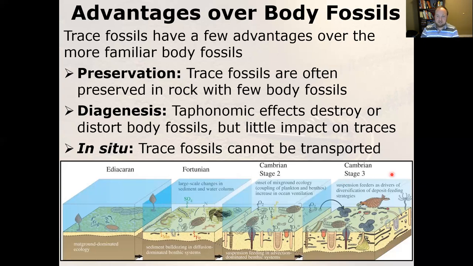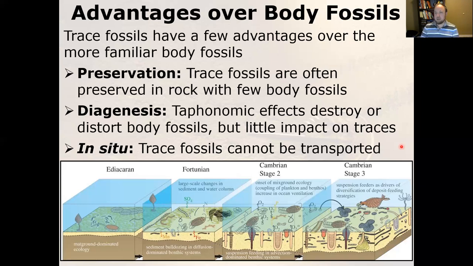Another advantage that they have is that they're less affected by diagenetic effects. So we spent a lot of time at the beginning of the semester talking about taphonomy, the things that can happen to hard part remains from the time that the animal dies all the way to the time that it's actually collected or observed. And there's a lot that can happen. There's a little bit less that can happen to trace fossils. A lot of the taphonomy stuff that affects fossils doesn't affect trace fossils. In fact, in a lot of cases, diagenesis can actually amplify the trace fossils and make them a little more obvious.